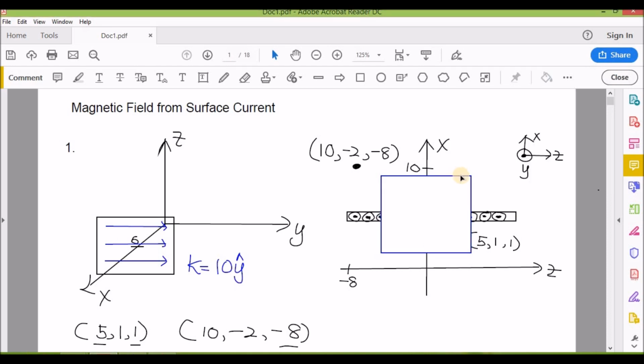Oh, this is not transparent. Okay. Okay, never mind. I will draw it. Okay, so I will draw the direction of your magnetic field.